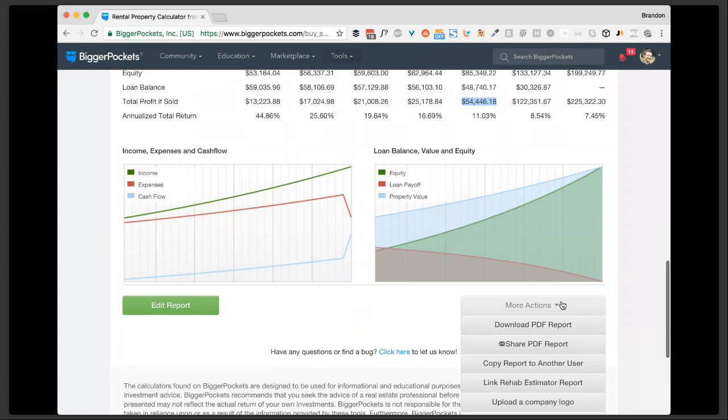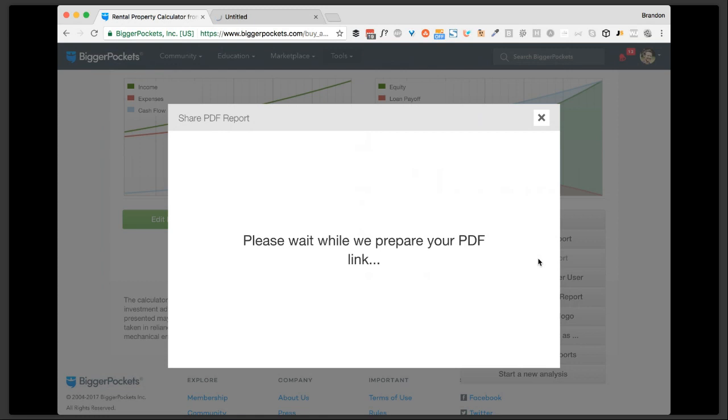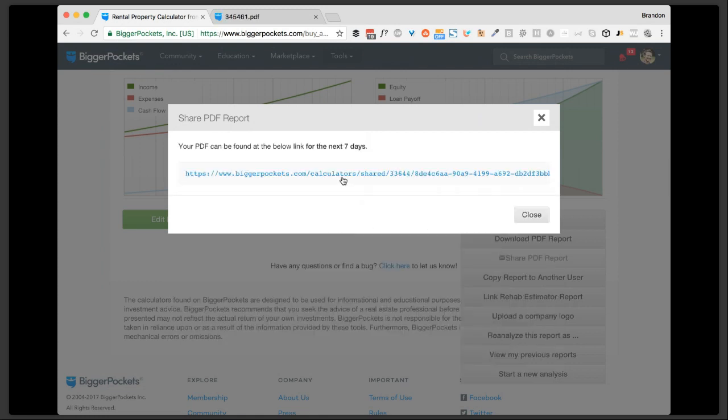So down below that, you can go to more actions right here. You can even download a PDF report of this, which is kind of neat. You can even share the PDF report. And in fact, I'm going to actually share this PDF report with you guys right now. We're going to try to crash BiggerPockets by everyone going here at once. Just kidding, but hopefully, but kind of not kidding. All right, so I'm going to go ahead and share this right here.